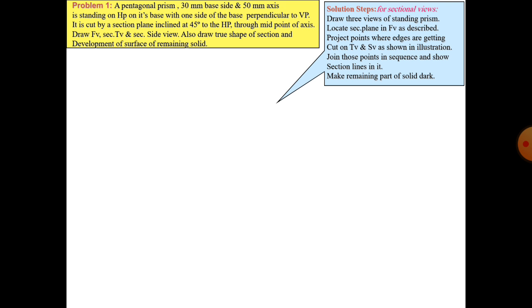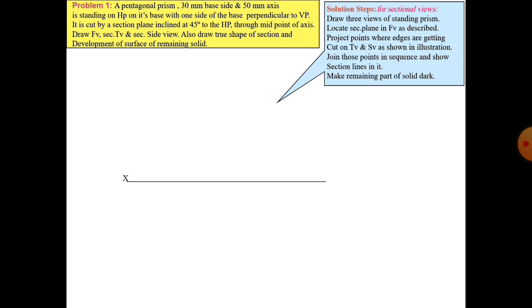Let's discuss the first problem, on a pentagonal prism. A pentagonal prism having 30 mm base sides and 50 mm axis is standing on the HP on its base with one side of the base perpendicular to the VP. It is cut by a section plane inclined at 45 degrees to the HP through the midpoint of the axis. Draw the front view, top view and side view. Also draw the development. In this problem, development is one important parameter for our discussion.